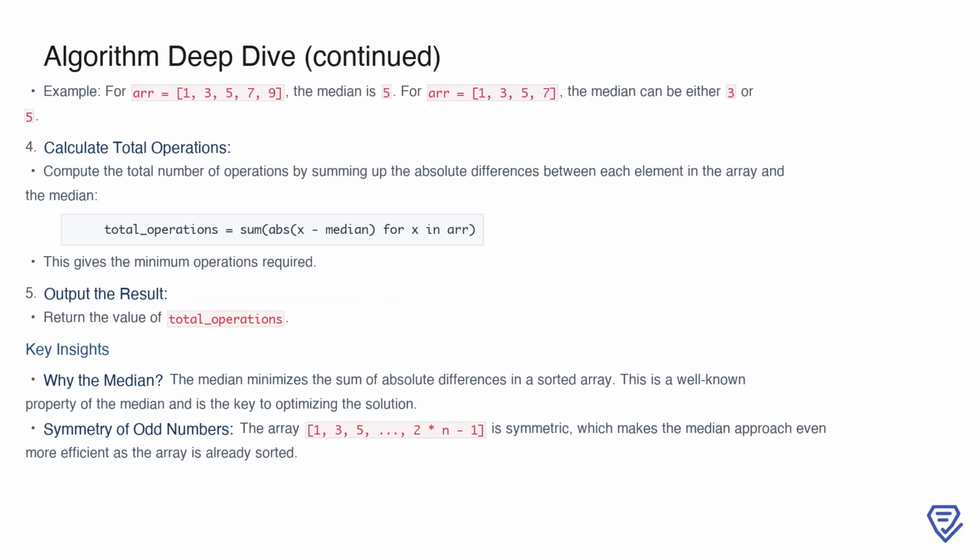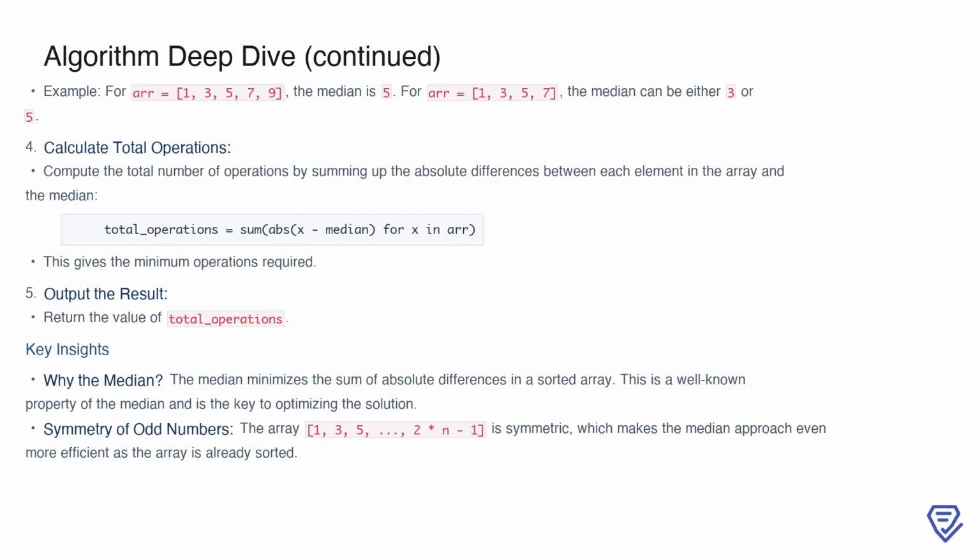For example, consider the array 1, 3, 5, 7, 9. The median here is 5. If the array were 1, 3, 5, 7, the median could be either 3 or 5, and both would yield the same result due to the symmetry of the array.